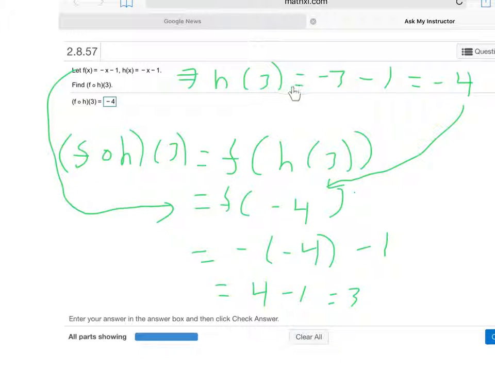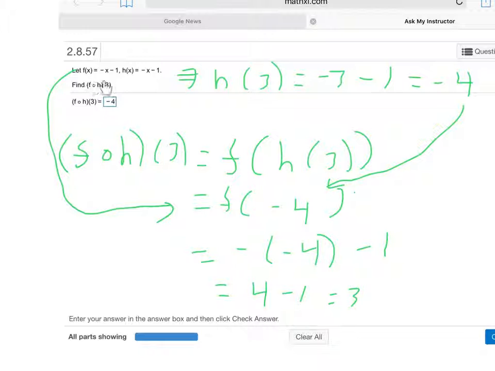So I come up here to do that. So here's h. You want to replace x with 3. So you put a 3 in there. So it's minus 3 minus 1. That's a negative 4. And so h of 3 is negative 4. Now you want to find f of negative 4.